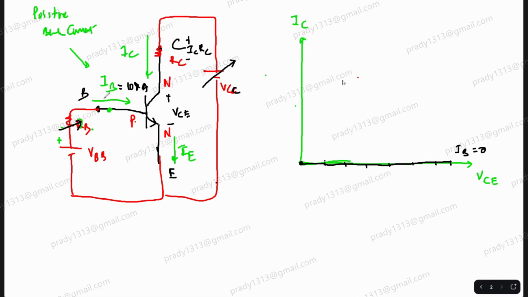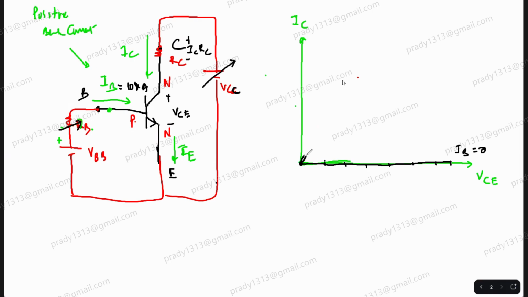So if this base current I'm keeping fixed, can I keep it fixed by adjusting this RB? Yes, we can. So if we keep it fixed, now I am changing this VCC. VCC is nothing but VCE when IB is 0. So if I now increase VCC, what will happen to the collector current?